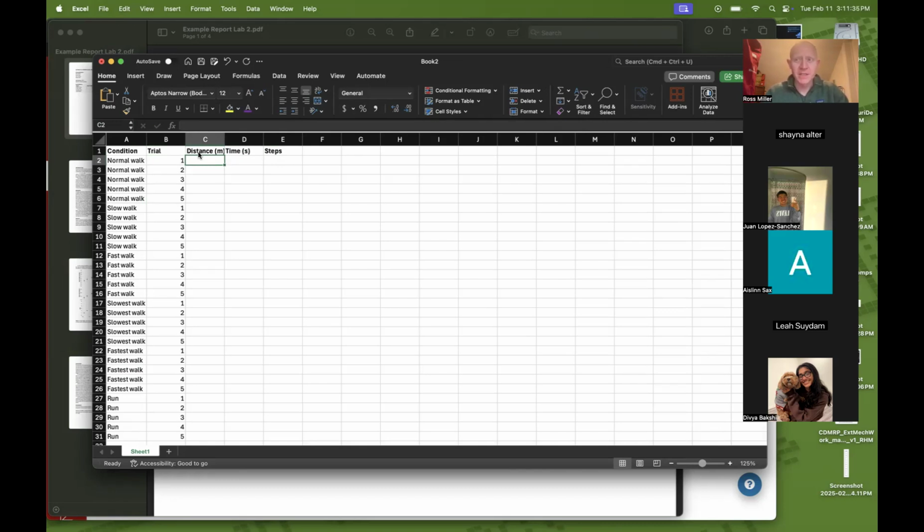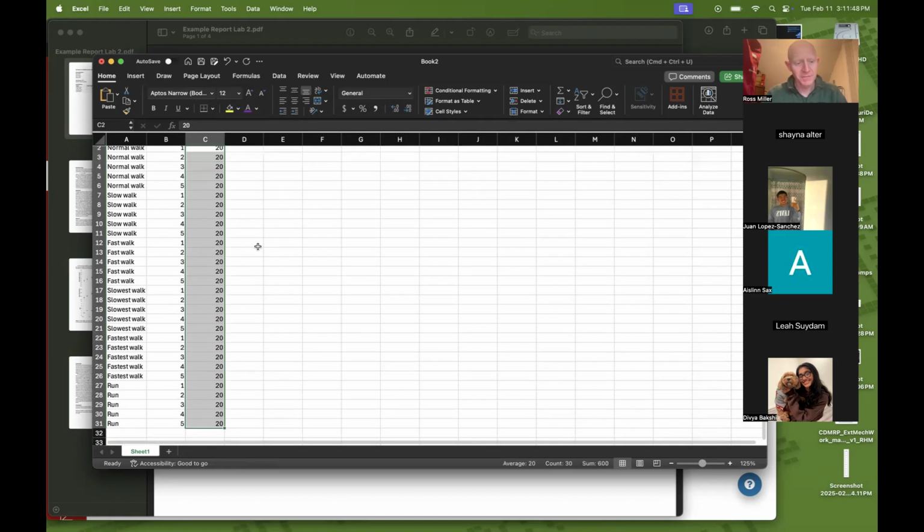Normally it's something like 15 to 20 meters. Just to make the math easy here, I'm going to assume it was 20 meters, but yours might be slightly different depending on what exactly you did and what you measured. That'll be the same for all these. So I'm just going to fill that in for all 30 of my trials here.